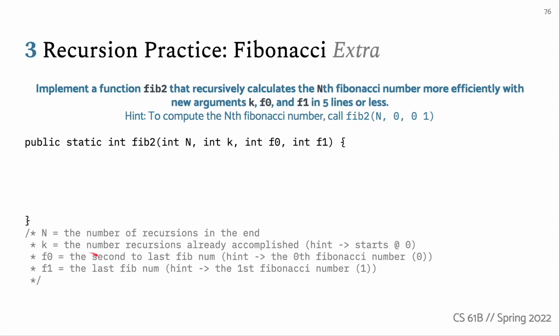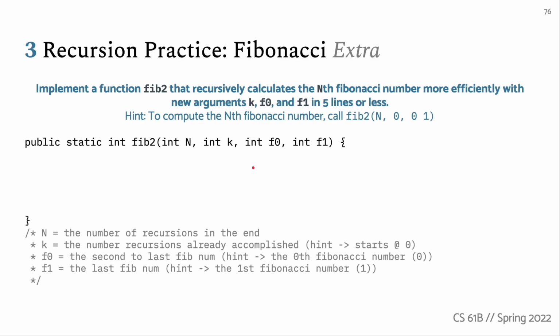K is the number of recursions we've already accomplished, or how far we are, which Fibonacci number we've already calculated. So the hint here is that it starts at 0, and we're going to be incrementing it every time we do a recursive call. F0 and F1 are going to be the second to last and last Fibonacci numbers. So the hint here is that it starts off as 0 and 1 respectively, and they're called F0 and F1. So we're going to start with those initial two.